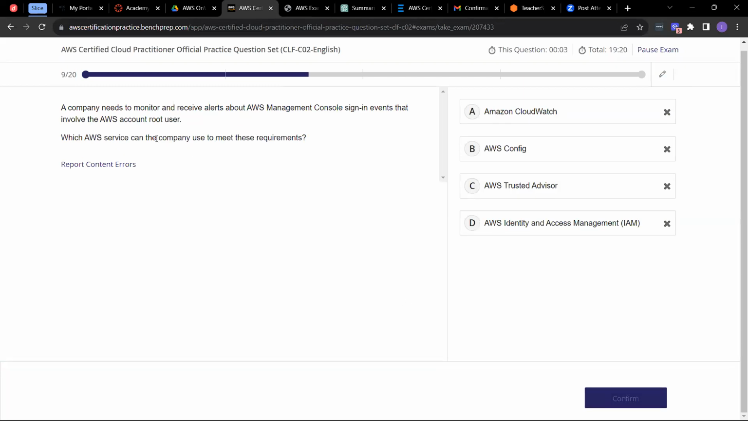A company needs to monitor and receive alerts about AWS Management Console sign-in events that involve the AWS account root user. Which AWS service can the company use to meet these requirements? A. Okay, so we are choosing A. I think we even talked about this yesterday. Yeah, yes, we talked about it.